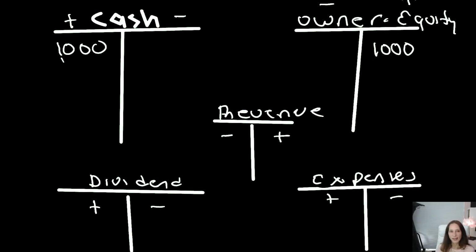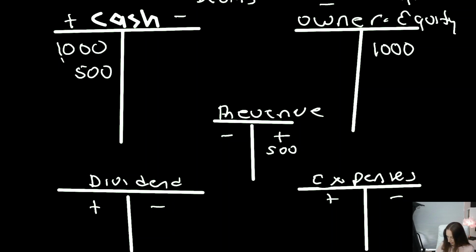Let's say you start your own business and you contribute $1,000 cash. Your cash goes up by $1,000 and your owner's equity goes up by $1,000. Now let's say that your business is doing great and you have earned $500. Your revenue goes up. So you credit your revenue and you collected the earnings in cash. So your cash goes up by $500.